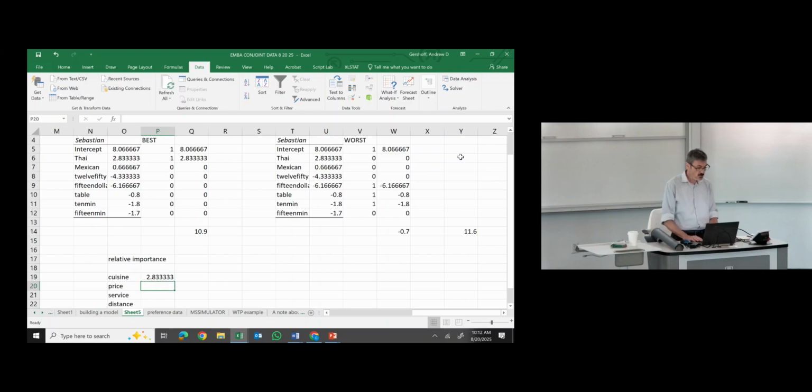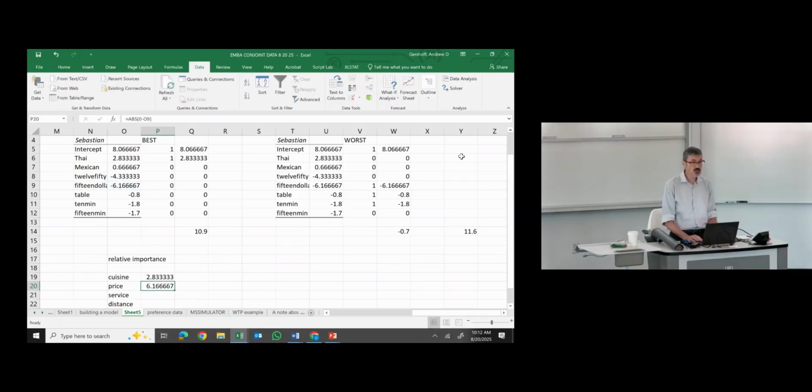And then for price, how much movement? Well, the best possible case, I'm just doing this for certainty, I don't really need it here, is from 0 in the intercept to $15.